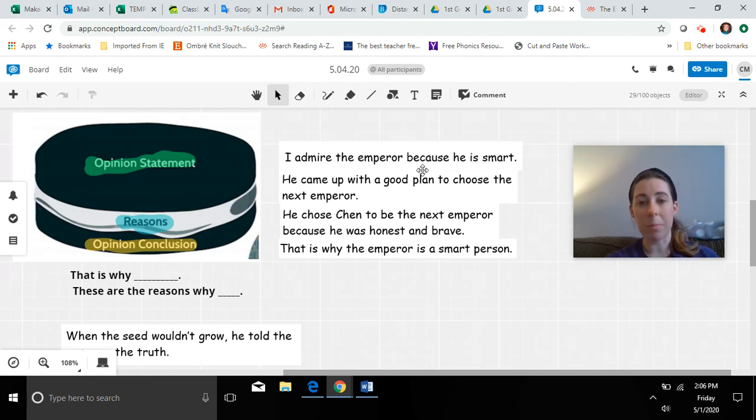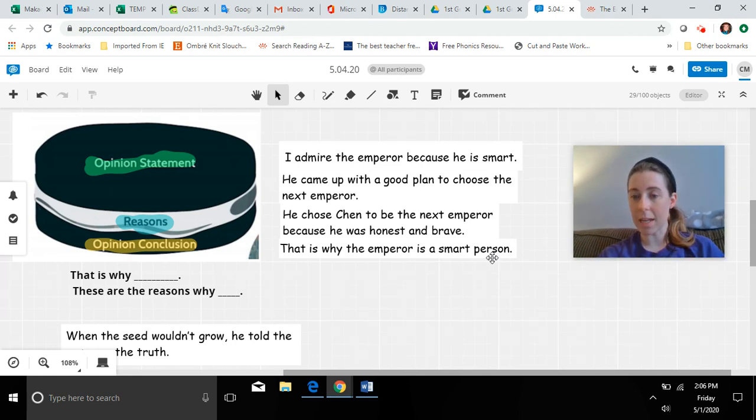I admire the emperor because he is smart. He came up with a good plan to choose the next emperor. He chose Chen to be the next emperor because he was honest and brave. That is why the emperor is a smart person.